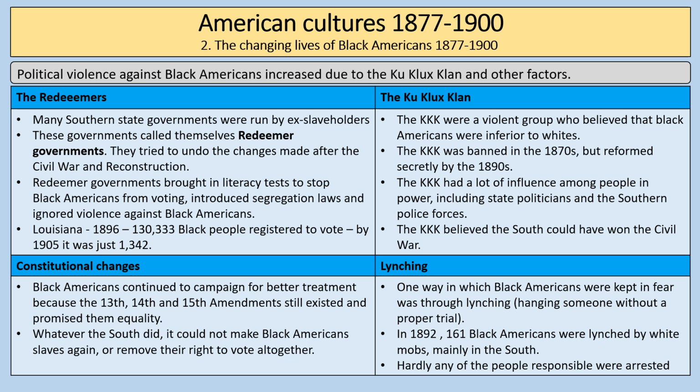And then lynching. One way in which black Americans were kept in fear was through lynching, and lynching is hanging someone without a proper trial. In 1892, 161 black Americans were lynched by white mobs, mainly in the South, and hardly any of the people responsible were arrested.